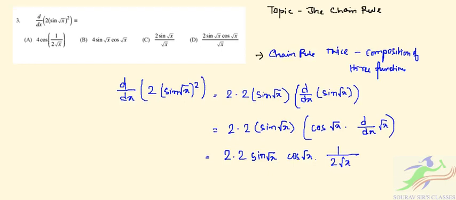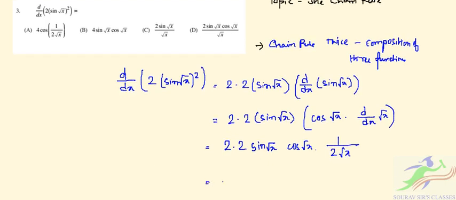So the final answer will be 2 sine of root x, cos of root x by root of x. So if we check with the options, the correct option here is D for question number 3, 2 sine root x cos root x by root x.